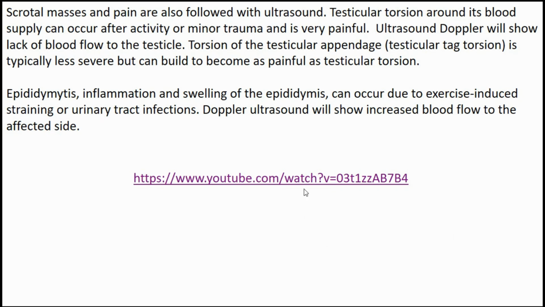So this very short video here you can click on and just see some of the differences in ultrasound with Doppler on the affected side versus the unaffected side. And remember on Doppler that red means that the fluid is moving towards the probe, blue means that the fluid is moving away from the probe.